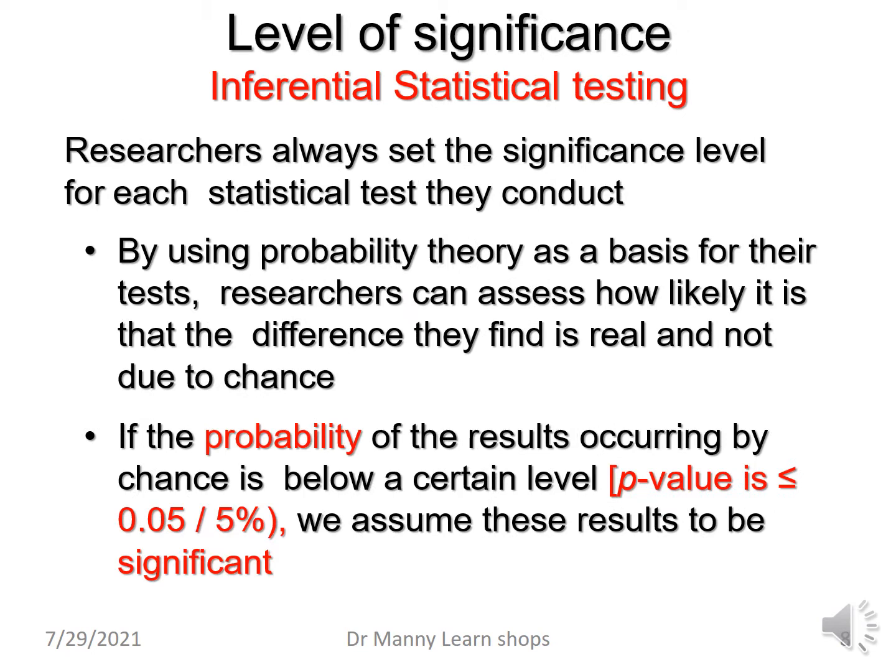The level of significance in inferential statistical testing is where the researcher always sets a significance level for each statistical test that they conduct. By using probability theory as a basis for their tests, researchers can assess how likely it is that the difference they find is real and not due to chance. If the probability of the results occurring by chance is below a certain level, p-value less than or equal to 0.05 or 5%, we assume that these results are significant.